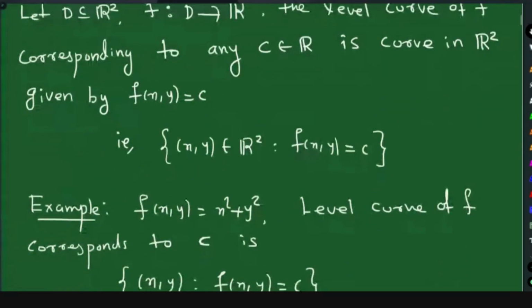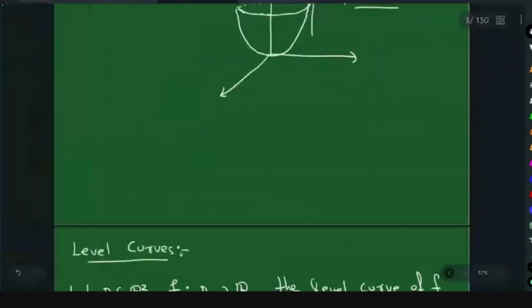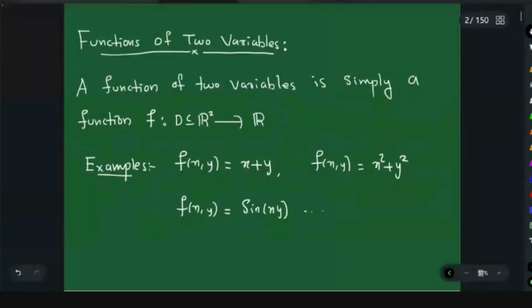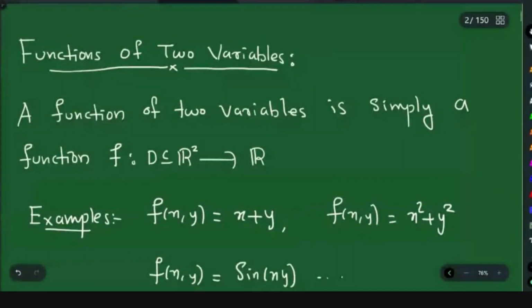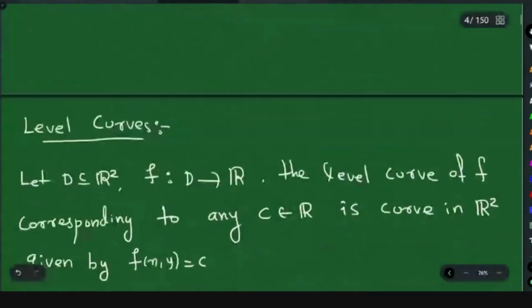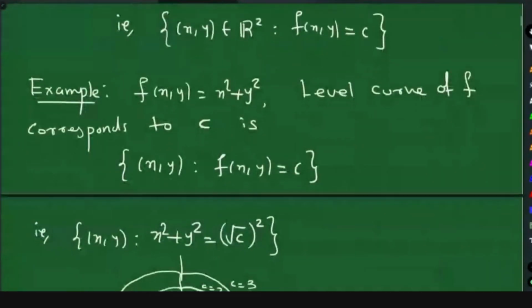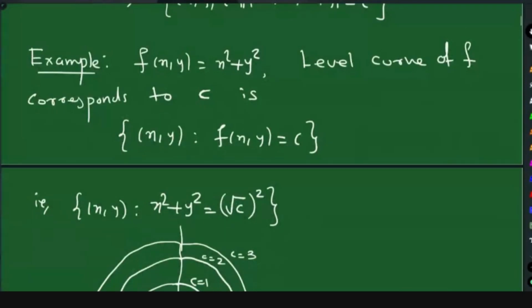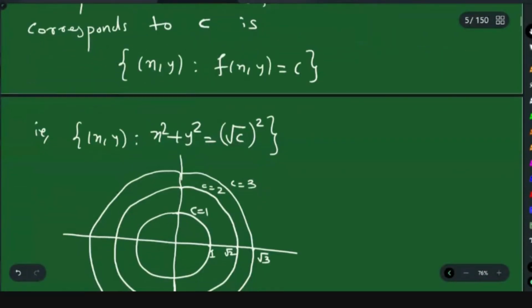This is the example I have mentioned here, once again the previous example itself. So how do we look at the level curve? You look at the function f of x, y is equal to x square plus y square. The level curve of f corresponding to c is the set of all x, y such that f of x, y is equal to c. Here the function is x square plus y square. So you can look at all those points x, y such that x square plus y square is equal to c. In fact, I can write it as root c square.